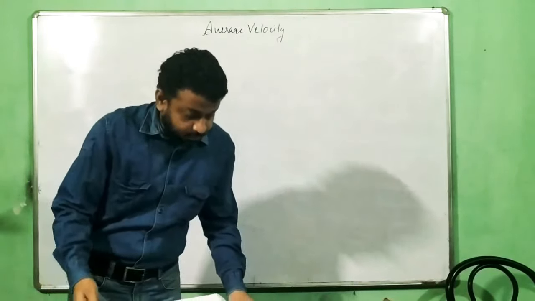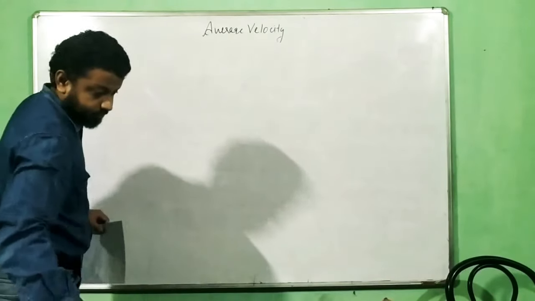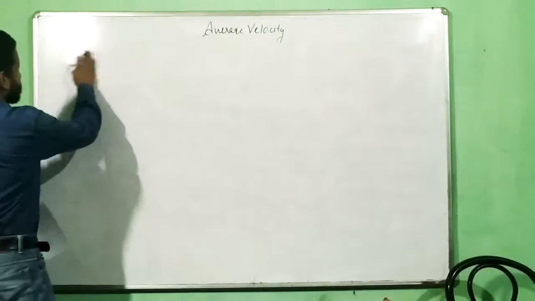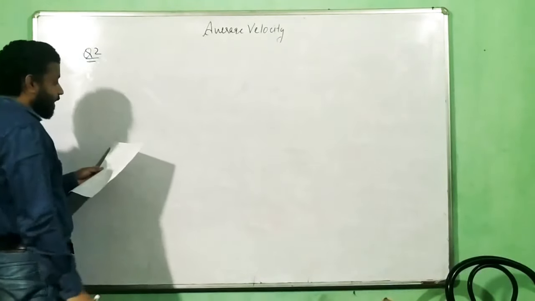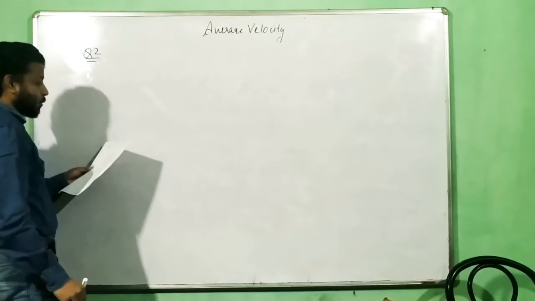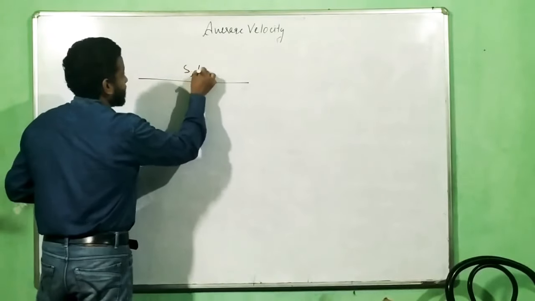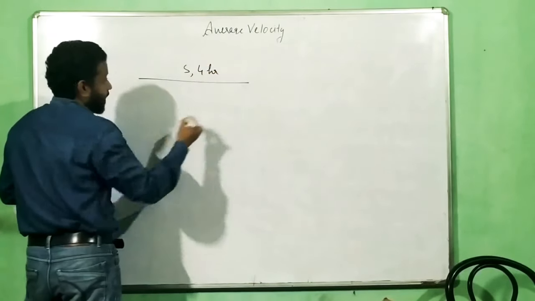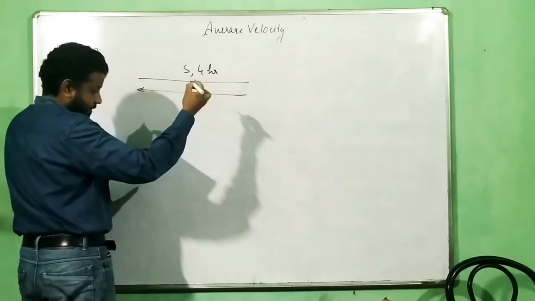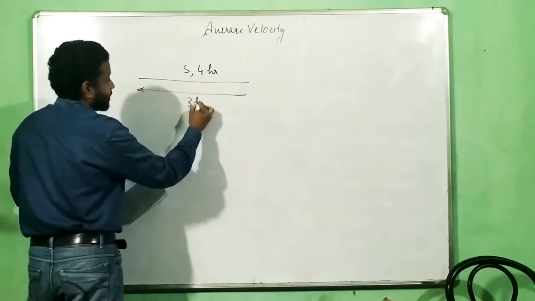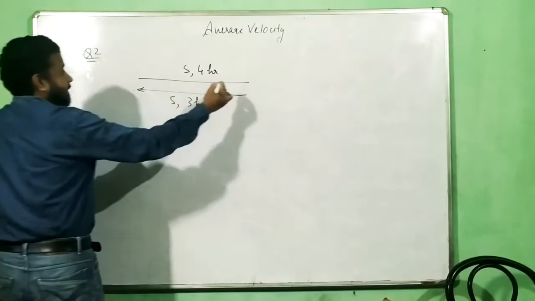Now if you have read the question, this is a very easy question. Question number 2 says a car travels a distance of S on a straight road in 4 hours. So distance is S, in time 4 hours, and then travels back to the same point in 3 hours. What is the average speed?